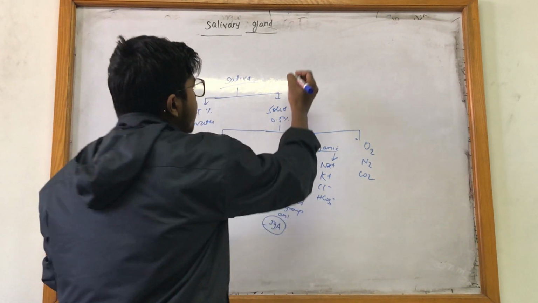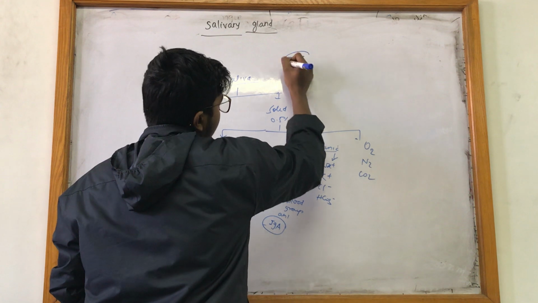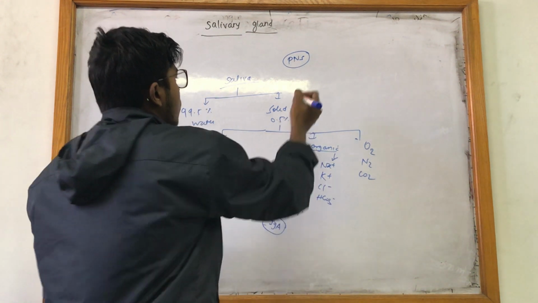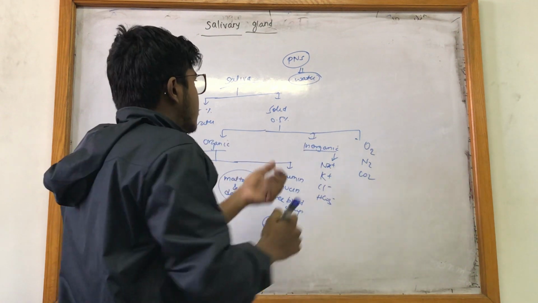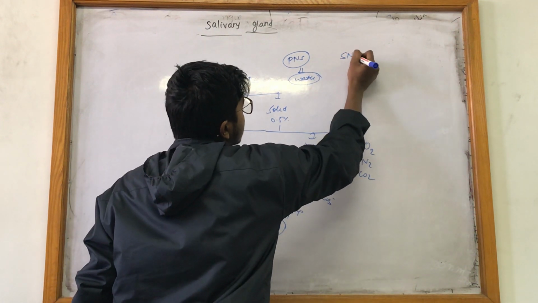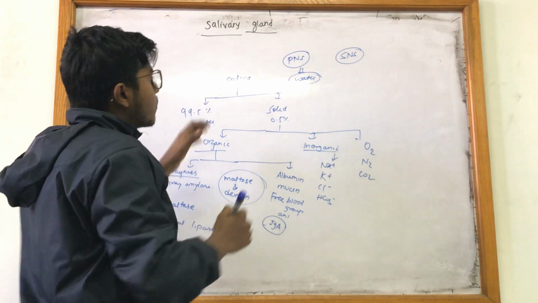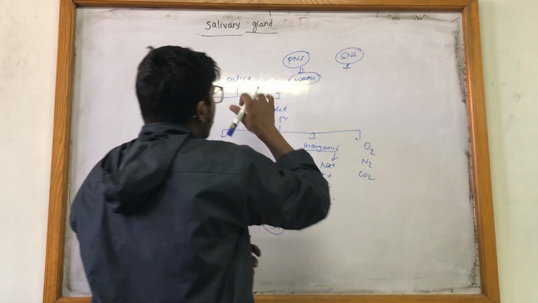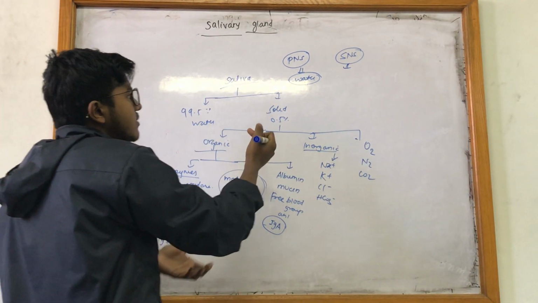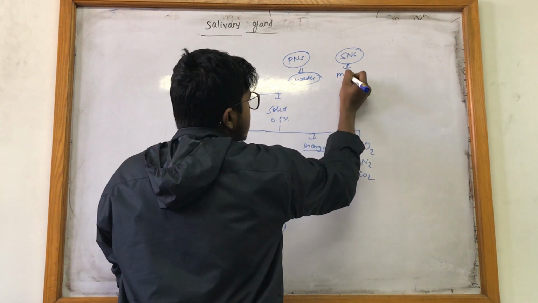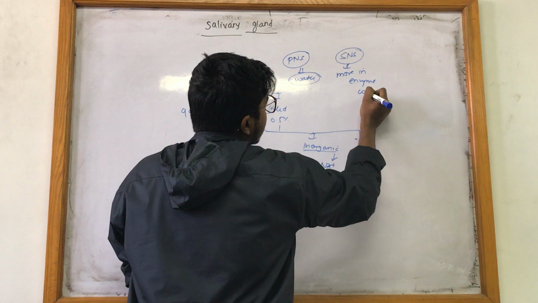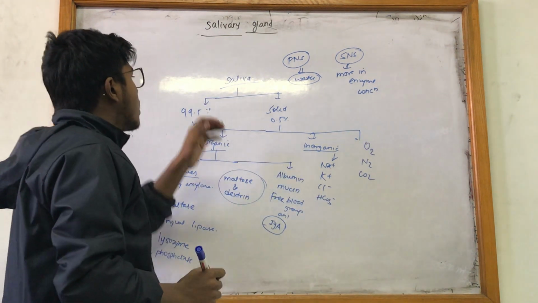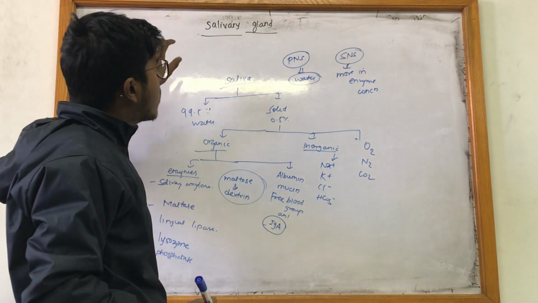But when the parasympathetic nervous system is activated, there is an increase in the watery secretion of saliva. So more water is secreted. But when the sympathetic nervous system is activated, a dry form of saliva is secreted, meaning more enzyme concentration and less water concentration. So this all is a brief review about the salivary glands.